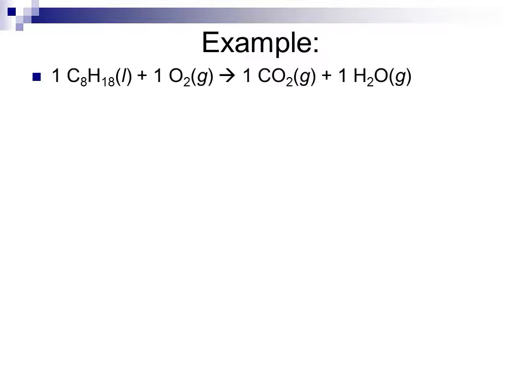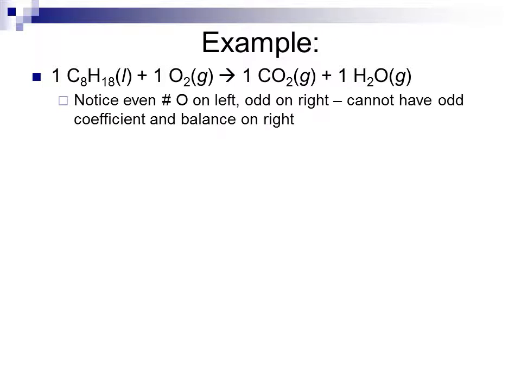As a more detailed example, if I have a reaction like this, we're starting off with 1 of octane and oxygen as reactants, producing carbon dioxide and water as products. If we look at this reaction, there's an even number of oxygens on the left because all the oxygens come from the O2 molecule, and no matter what coefficient I put in front of that, it will always be even. On the right-hand side, I have potential for odd numbers of oxygens.